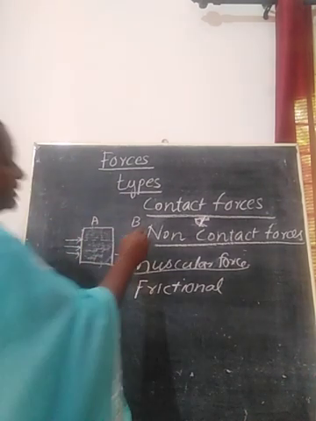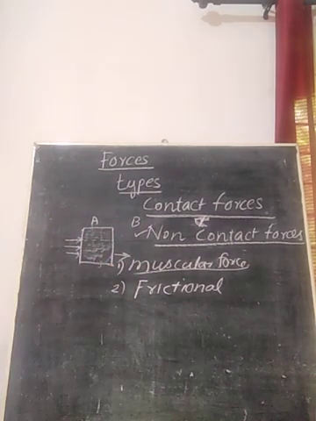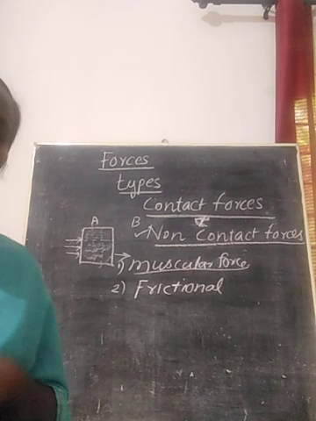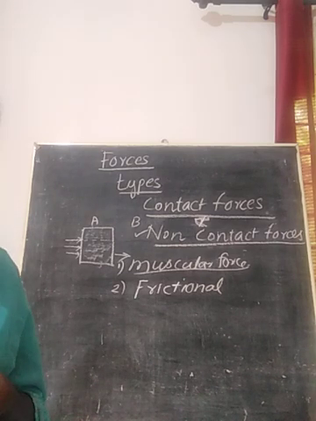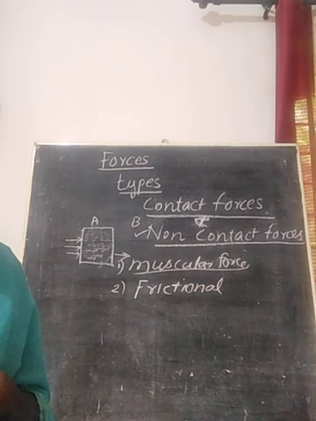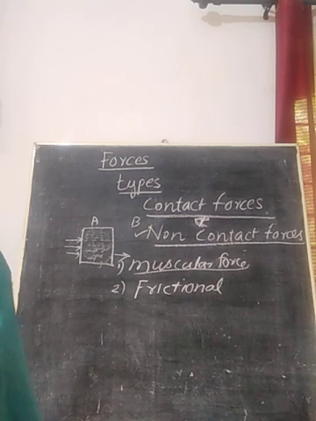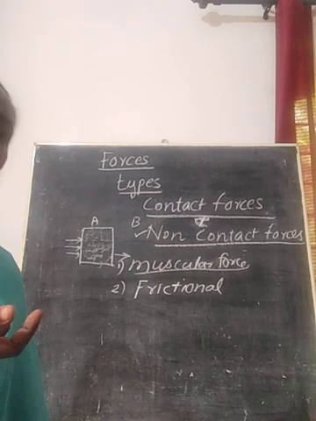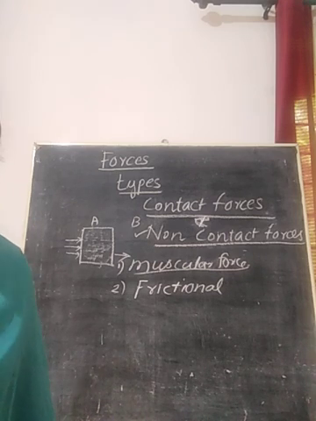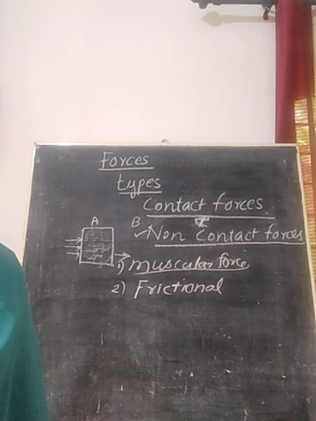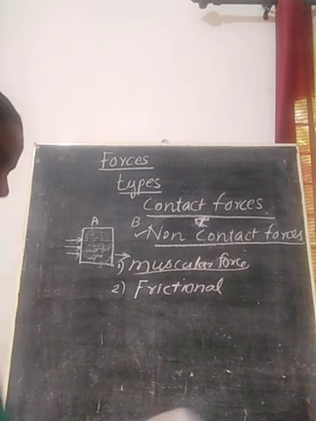Now we can discuss the second type of force, that is non-contact force. There should not be any contact, but a force can be applied. Can you tell an example of that type of force? There is no direct contact between objects, but one object can exert force on the other. That is the non-contact force. Non-contact forces can act upon any object without there being contact between them.